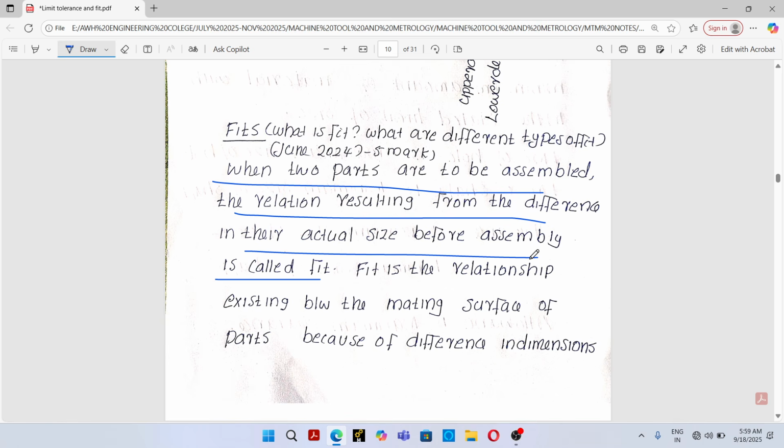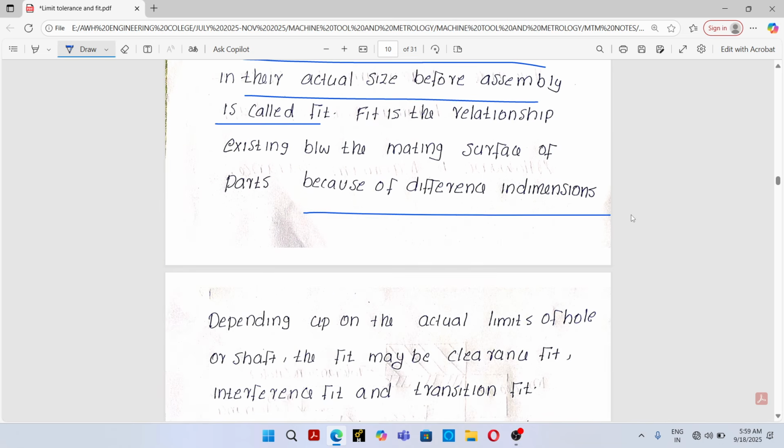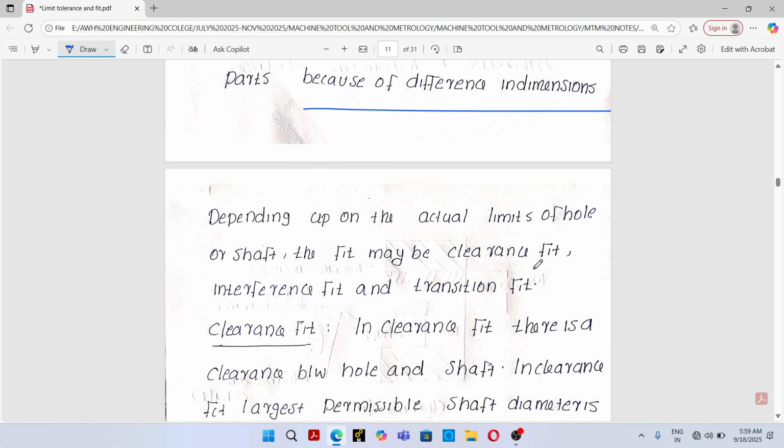See, fit is the relationship existing between the mating surfaces of parts because of their dimensions. And depending upon the actual limit of hole or shaft, the fit may be clearance fit, interference fit, or transition fit. There are three classifications of fit depending upon the actual limit of hole and shaft: first one clearance fit, second one interference fit, and third one transition fit. It's very important.